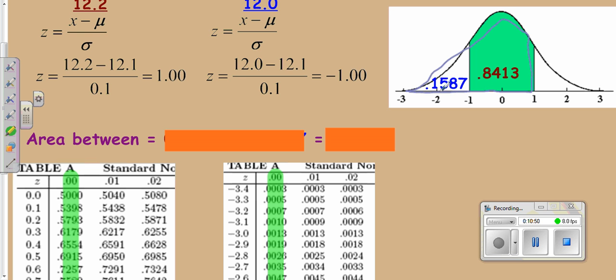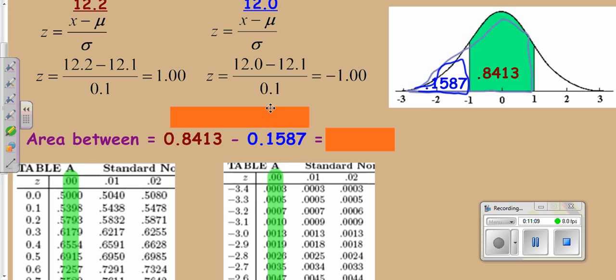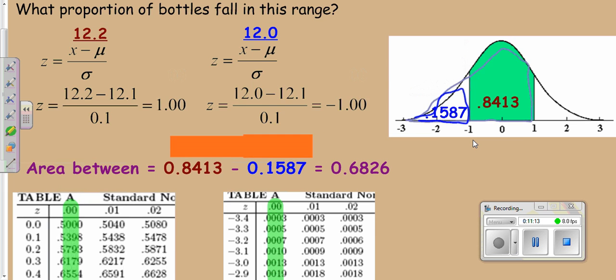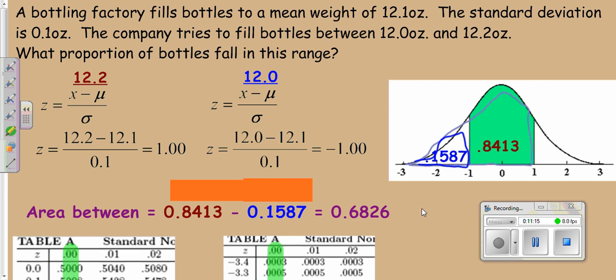Now, what we have right here in the dark blue, that's only this. We want only what's left in the green. Well, if we know the whole thing right here is the 0.8413, and we know this is here, and we want only the dark green here, all we have to do is subtract those two numbers we got from the middle of the table. So we take those, subtract, we get this. Now, in this particular case, we're not changing it to a percent because it doesn't say percent, it says proportion, so we're going to leave that.